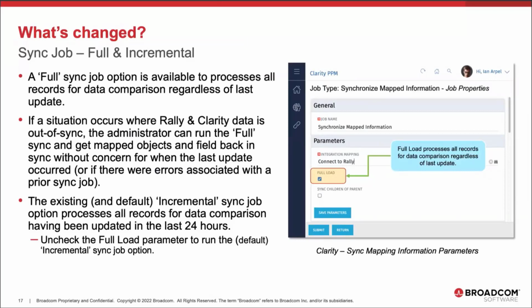The default will remain incremental, and that job is a little bit different. It processes data comparisons for records that have been updated in the last 24 hours. So you uncheck the full load parameter, and that will basically run the default. Unchecked is the default, and it's an incremental job run.